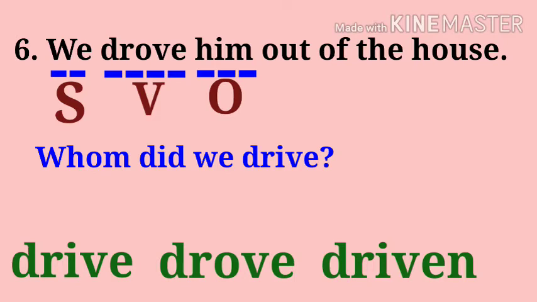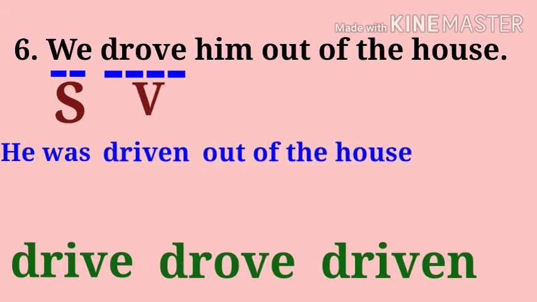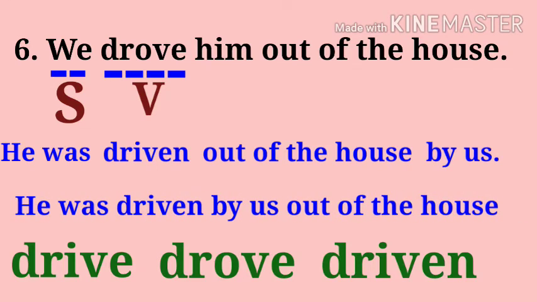And the given sentence is in simple past tense. So you have to use which auxiliary? In simple past tense, was is there. Understand? So he was driven out of the house by us. Understand? You can say like this also. He was driven by us out of the house. Understand? Now the next example.